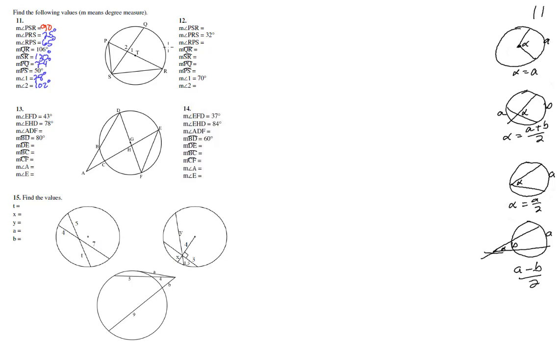So with number 12, what do we have? PRS is 32. Okay. And measure of angle 1 is 70. All right. Let's see what we can get on there. 32 doubled is 64. Good. 64 from 180, that's 116. That's good. Now, 64 and this average to 70. 64 plus x divided by 2 is 70. So 64 plus x equals 140. X equals then, what is it, 76? All right, so this arc right here is 76 degrees.